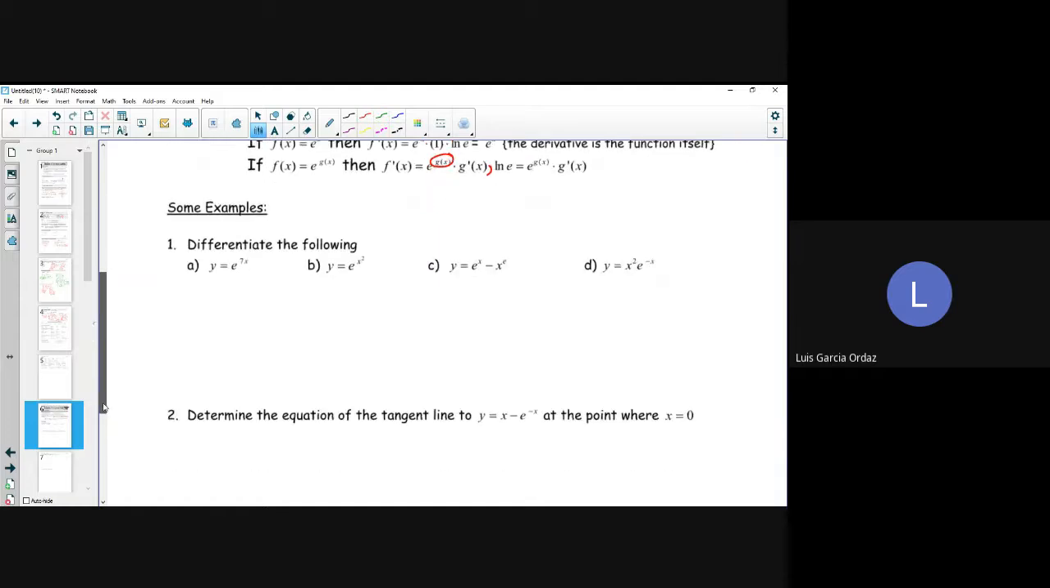So now, let's differentiate the following. Let's see if you guys can do the first one together. So we have y is equal to e to the power of 7x. What would my derivative be?